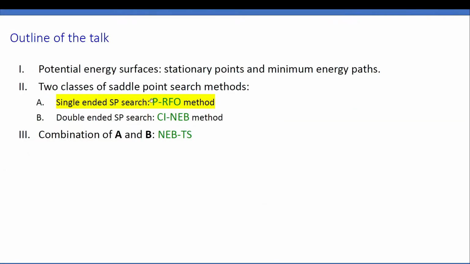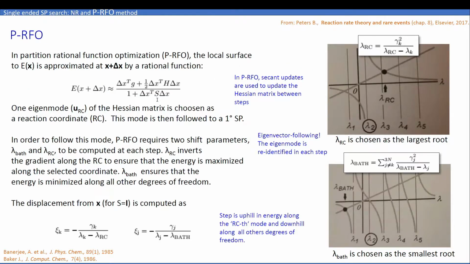I will now give a brief review of the PRFO method. PRFO is a single-ended method where the energy is locally approximated by a rational function approximation instead of by a quadratic approximation like in Newton-Raphson. The method works by selecting an eigenmode of the Hessian matrix that corresponds to the desired reaction coordinate. Note, however, that this mode has to be re-identified at each step in the optimization, as it is followed to a first order saddle point. This is because its position may shift in the eigenspectrum during the optimization.